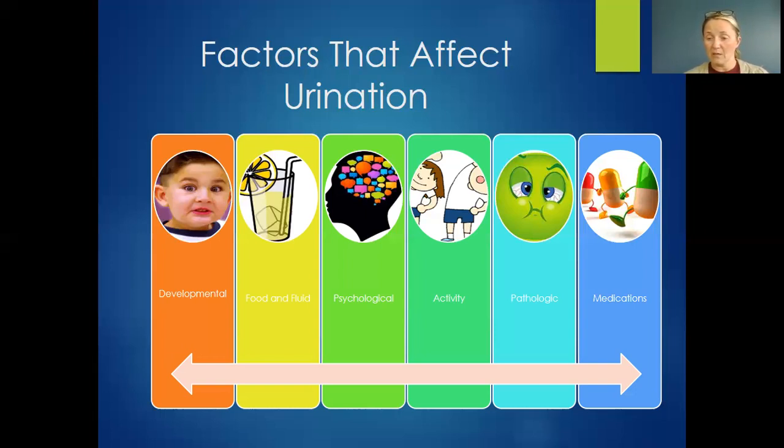Pathologic issues. Urine can become concentrated and low in volume as the body's response to save urine in a dehydrated state. Kidney failure. Remember back a few slides ago, we talked about all those things kidneys do. Well, if kidneys aren't working, then they're not going to be able to regulate that fluid balance. Fever and infection can also result in decreased urine output because the body's trying to hold on to that extra fluid.